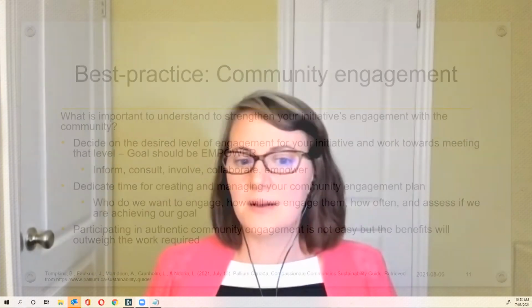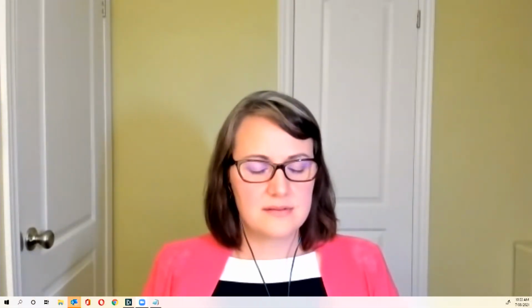And there is a really great diagram floating around. You may have seen it before, and it's public participation. And so how engaged do you want them to be? Do you just want to inform them? Do you want to consult them, involve them, collaborate, or empower? Empower means they are running the show and you're supporting them.